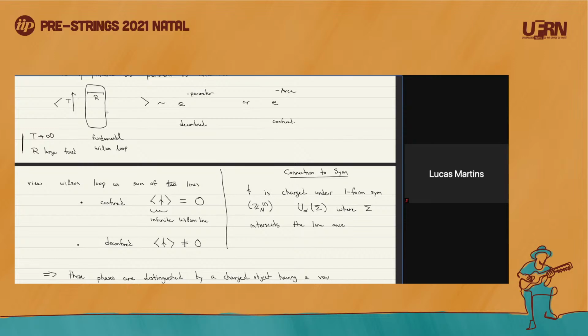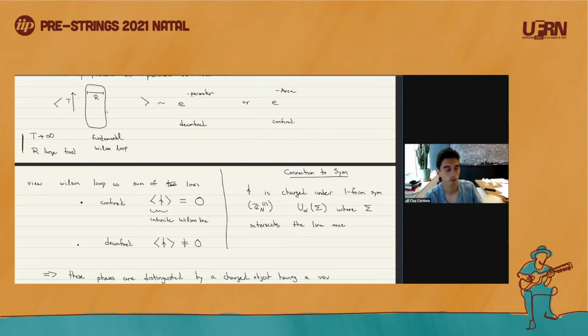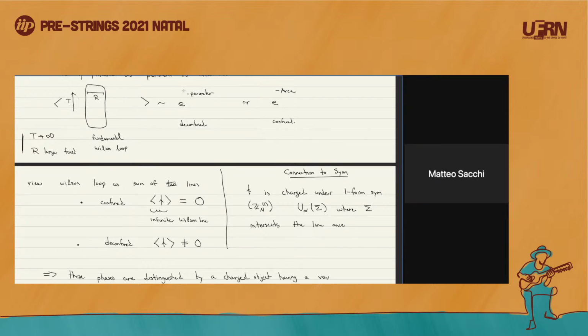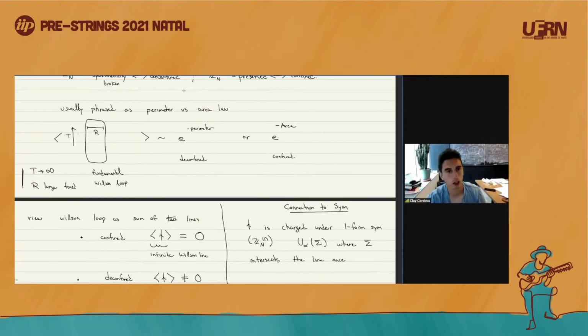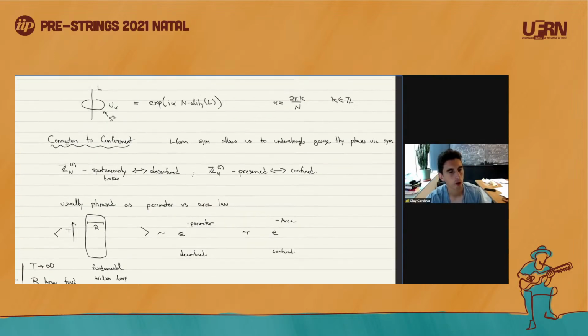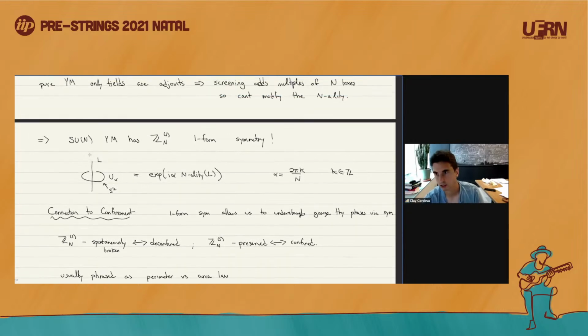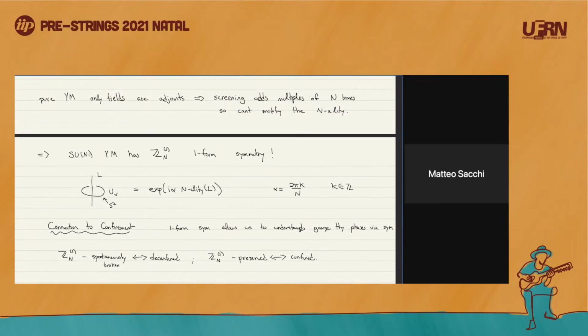Any more questions? Okay. I have a question, sorry. Could you say just a few words about the magnetic one-form symmetry in the non-abelian case? There is none. Well, at least for SU(N), there is none. Can I ask how you see that you have it for SU(N), say?